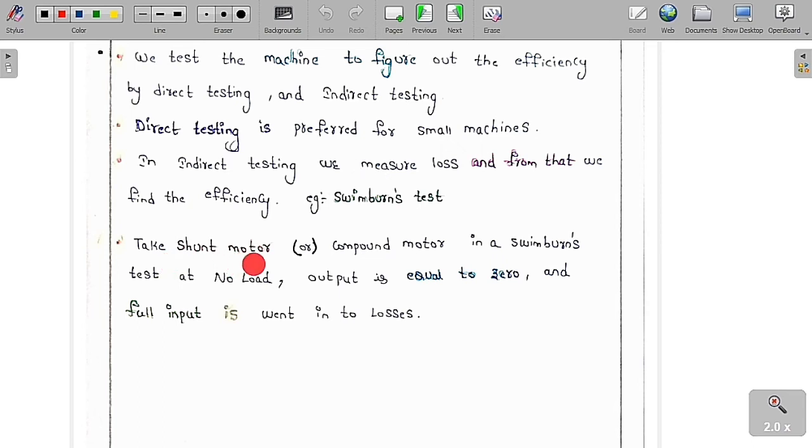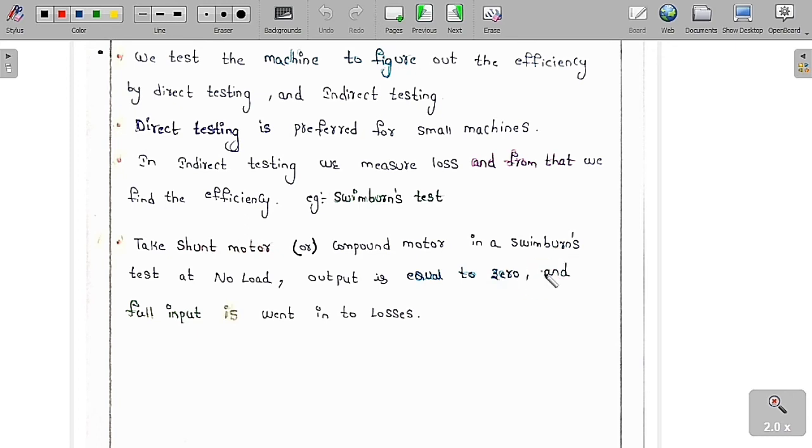Take a shunt motor or compound motor in a Swinburne test at no load. The output is always equal to 0 because here we are not going to keep any load. So Ia is equal to 0, so Eb into Ia is always equal to 0. Therefore the output power is also equal to 0 and the full input goes into losses. I already told you the Swinburne test is a no load test.